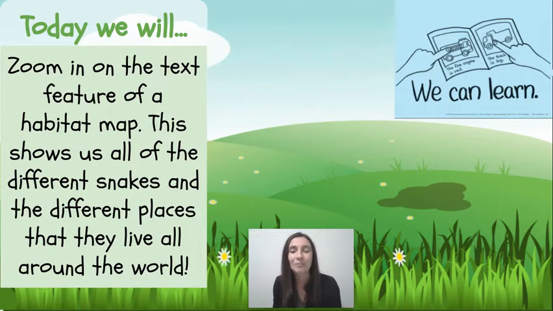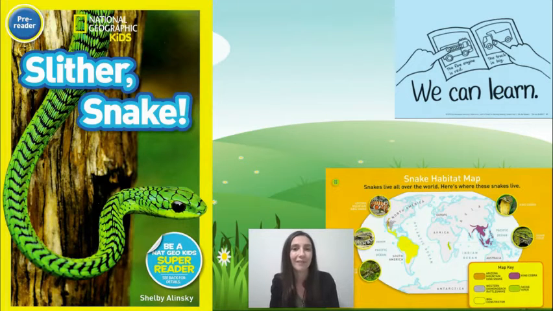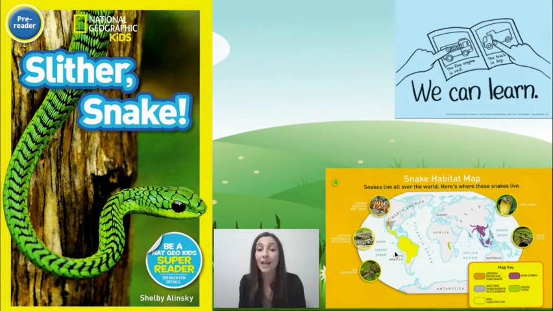We are continuing to use this anchor chart to really shift our gears into learning something new. Slither snake, we can learn. Our habitat map is located on the back cover of our book. If you turn to the back and open up the back of the book, there is the habitat map, and then there's a model of how you can draw a snake. So today we are going to look really closely at this habitat map.